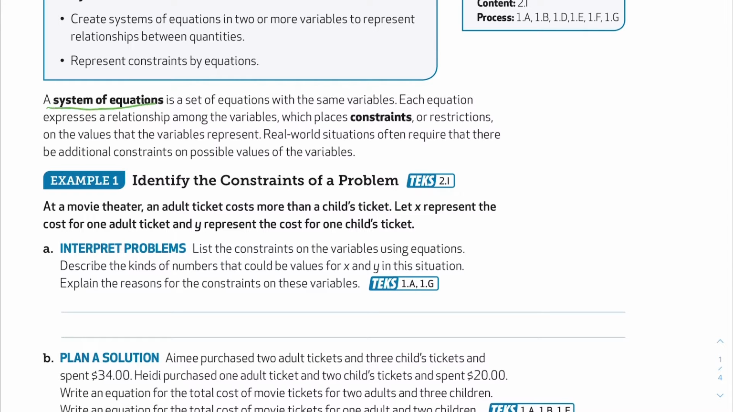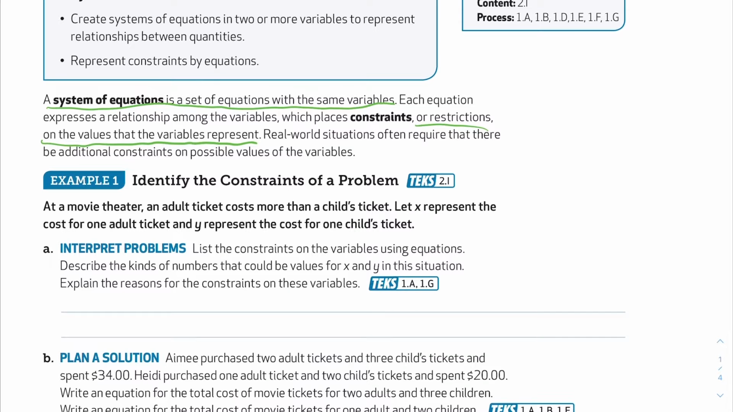If you don't know, go ahead and write down that a system of equations is a set of equations with the same variables. Each equation expresses a relationship between the variables. When you do that, that places constraints or restrictions on the values that the variables represent. Write that down in your journal if you don't know that. You probably don't know that, so go ahead and write that down. Constraints and the definition that goes with it.